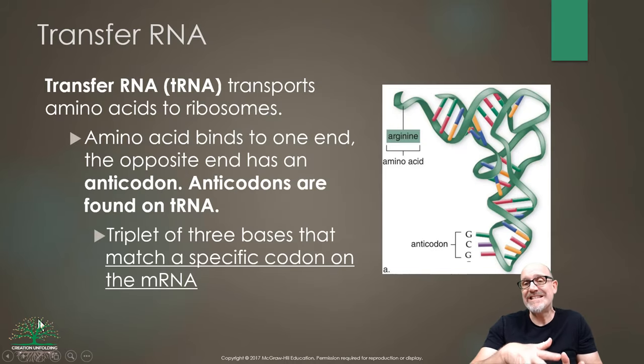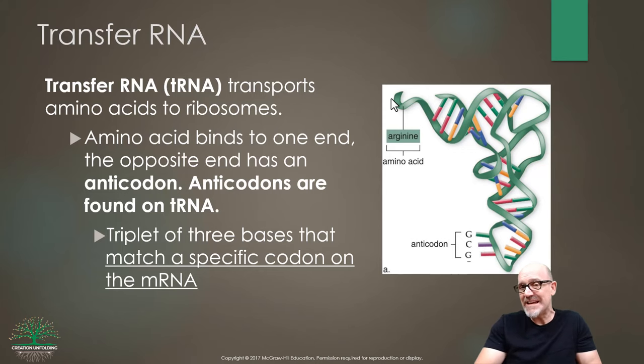Okay, so that brings us to tRNA. So tRNA is called transfer RNA simply because it transports amino acids. I mean, you can think of it like a delivery truck. Here is a tRNA molecule. This is the 3D shape that it comes in. And here's an amino acid that's attached to the end of the RNA molecule.